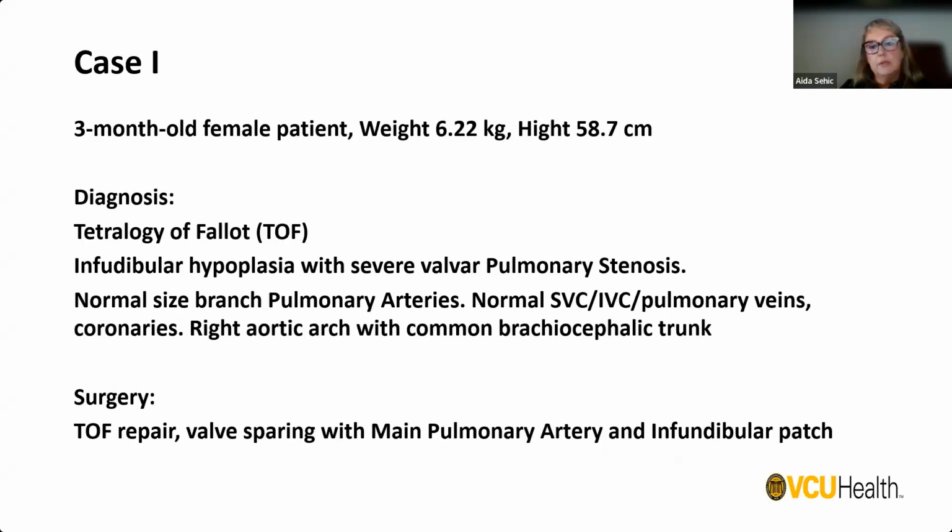First case is a 3-month-old female patient, weight 6.2 kilos, height 58.7 centimeters. Patient came in with diagnosis of tetralogy of Fallot with infundibular hypoplasia and severe valvular pulmonary stenosis. Normal size branch pulmonary arteries, normal SVC, IVC, pulmonary veins and coronaries, and right aortic arch with common brachiocephalic trunk.